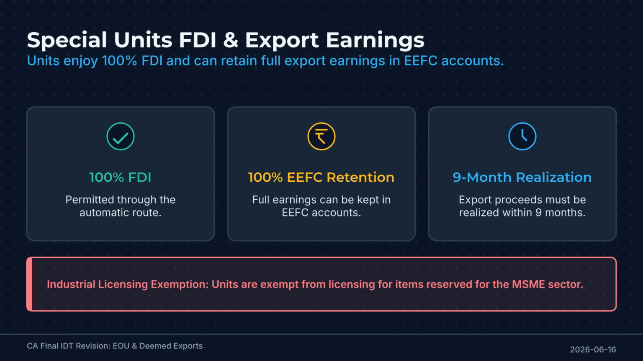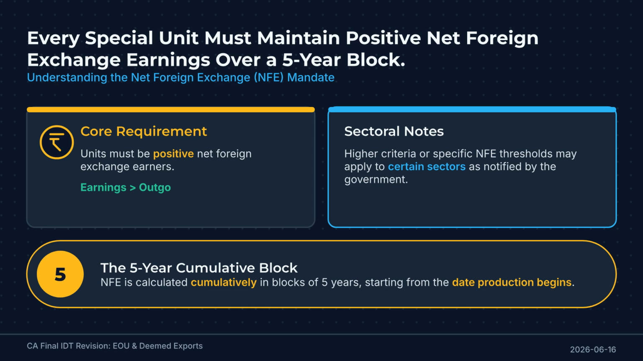These special units enjoy several financial and operational advantages. First, they are eligible for 100% foreign direct investment through the automatic route, making them attractive to global investors. Second, they can retain 100% of their export earnings in exchange earners' foreign currency accounts. Another important compliance requirement relates to export proceeds. Export earnings must generally be realized within 9 months. Additionally, these units enjoy exemptions from industrial licensing requirements for items that would otherwise fall under reserved sectors, thereby reducing regulatory hurdles and promoting ease of doing business. A key performance requirement for these units is maintaining positive net foreign exchange earnings, commonly known as NFE.